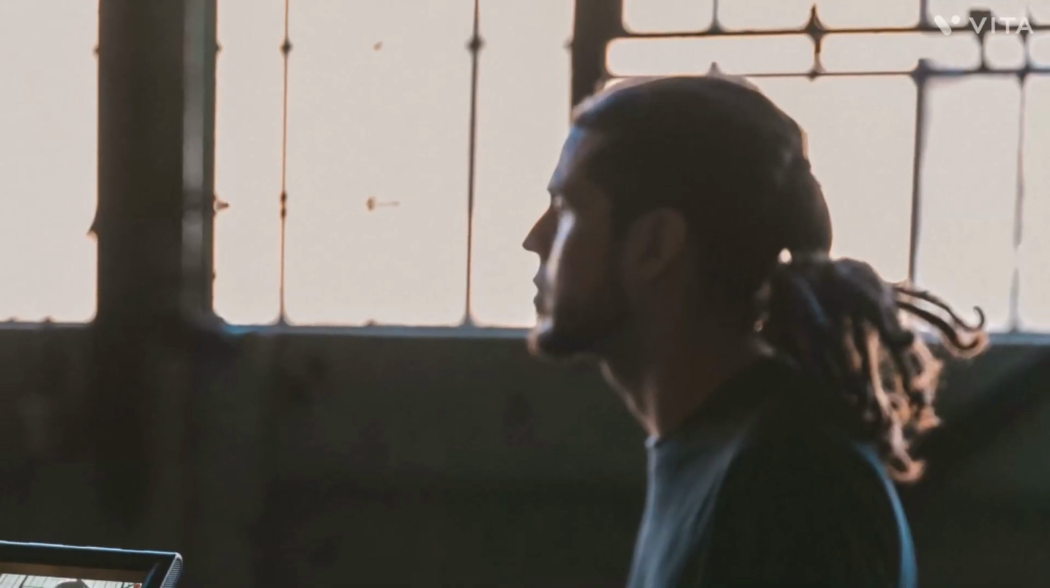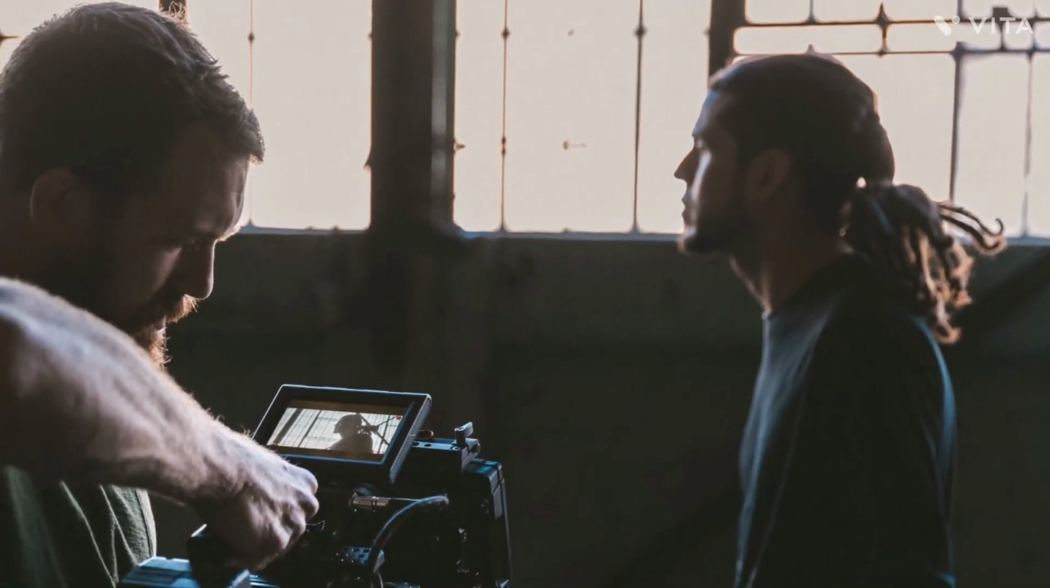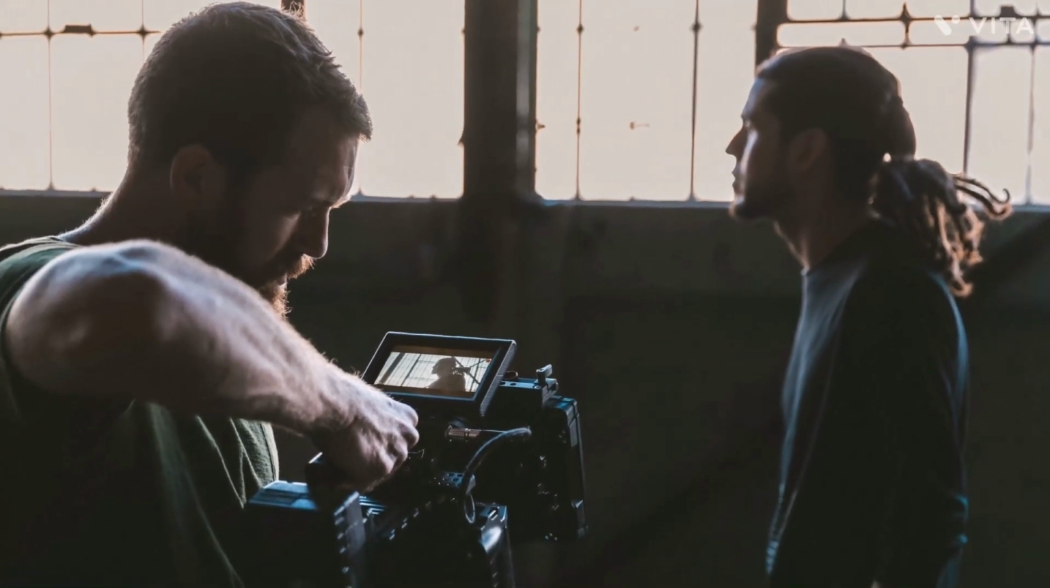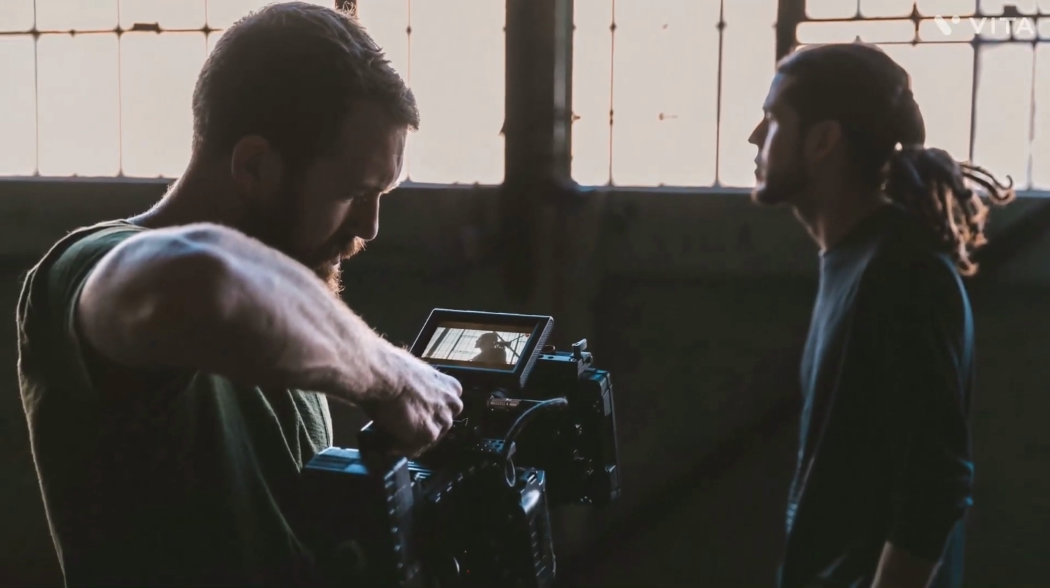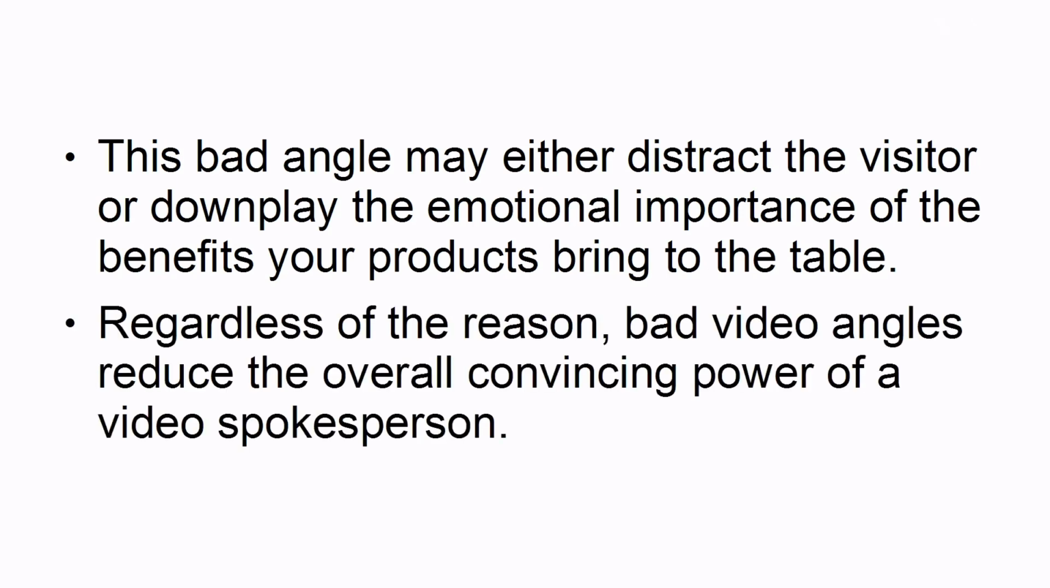Use video with bad angles. When you take the video of a person at a wrong angle, you may be emphasizing a part of their presence that might not do a good job selling the product they are marketing. This bad angle may either distract the visitor or downplay the emotional importance of the benefits your products bring to the table. Regardless of the reason, bad video angles reduce overall convincing power of a video spokesperson.